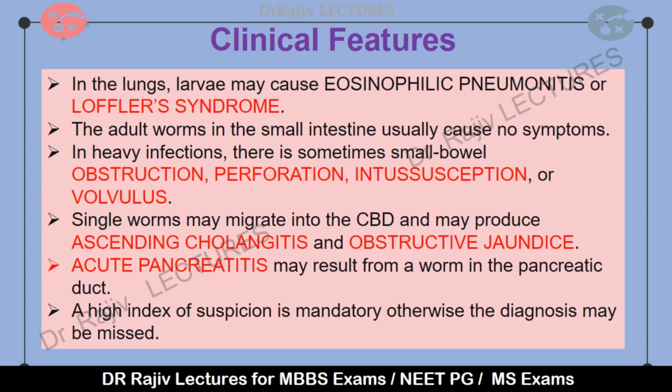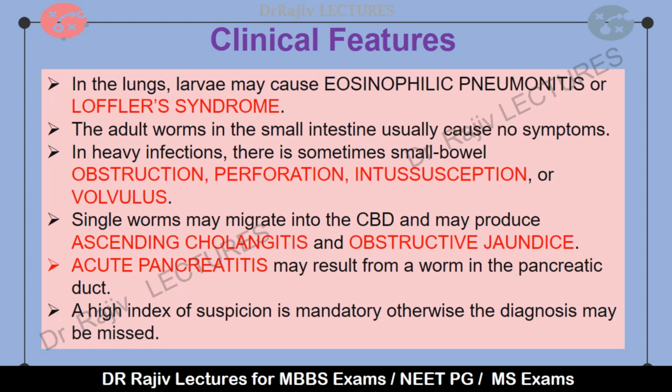In heavy infections, particularly in children, a large bolus of entangled worms can cause pain and sometimes a small bowel obstruction, perforation, intussusception, or volvulus. Perforation occurs due to pressure necrosis of the intestinal wall from a bolus of worms. Single worms may migrate into the common bile duct and may produce ascending cholangitis and obstructive jaundice. Acute pancreatitis may result from a worm in the pancreatic duct.